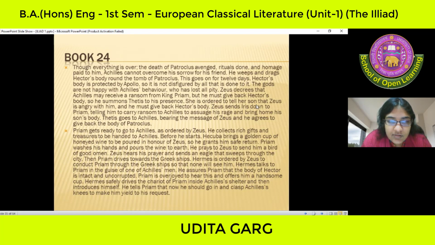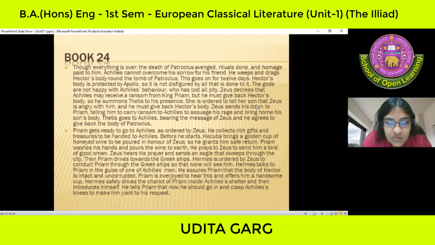He collects rich gifts and treasures to be handed to Achilles. Before he starts, Hecuba, who is the mother of Hector, brings a golden cup of honeyed wine to be poured in honor of Zeus, so he grants him safe return. Priam washes his hands and pours the wine to earth. He prays to Zeus to send him a bird of good omen. Zeus hears his prayer and sends an eagle that sweeps through the city. Then Priam drives towards the Greek ships.